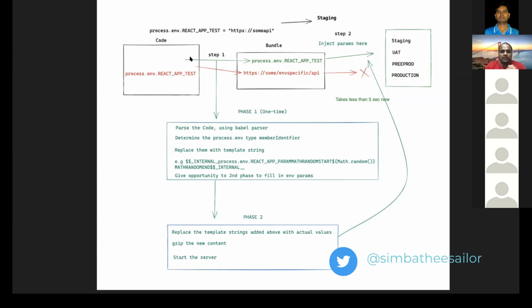So the green step is, in the first step, we can now replace this process.env.react kind of strings and just replace it with some kind of placeholder. Once after step one, we get a bundle with some kind of placeholders. Those placeholders can be filled later on in step two. So now this bundle is environment agnostic. So this bundle can be used across environments easily.